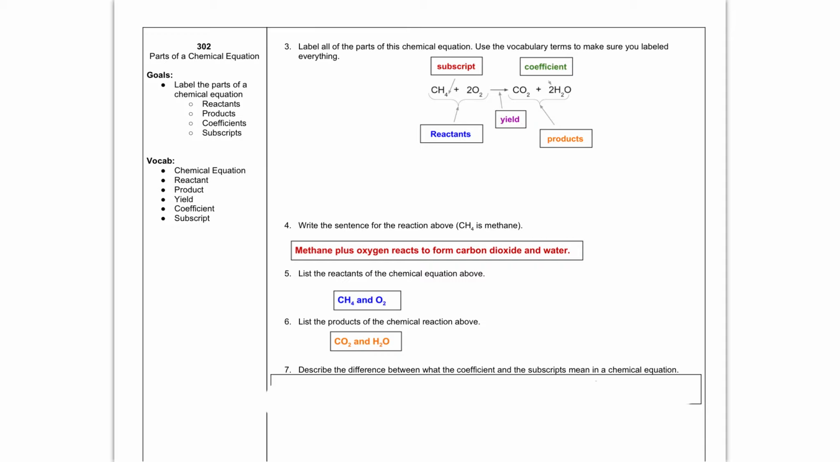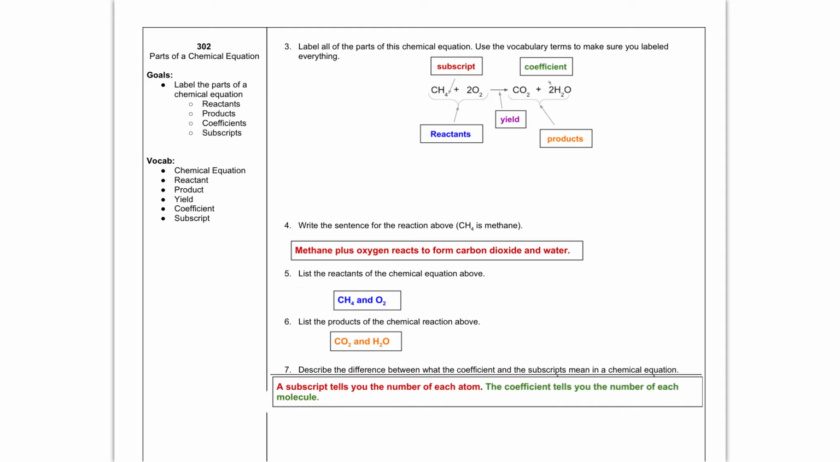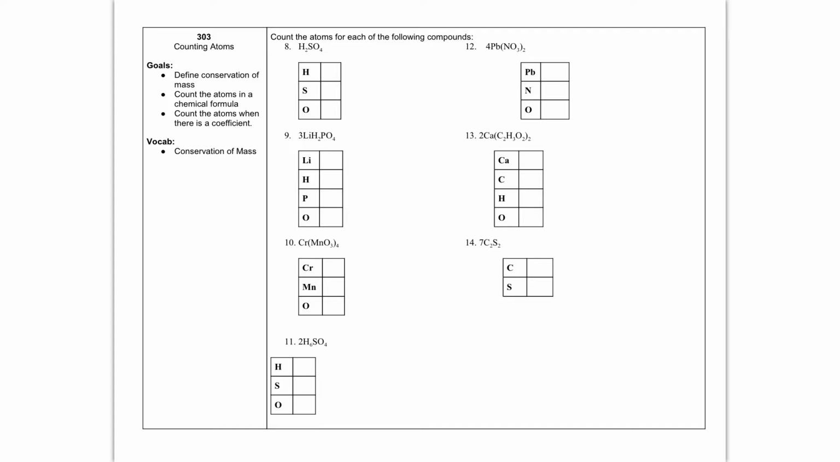The last question on this page is describe the difference between what the coefficient and the subscripts mean in a chemical equation. So here we have a subscript tells you the number of each atom. The coefficient tells you the number of each molecule. On this page, it has you counting the number of atoms in each of the following compounds.